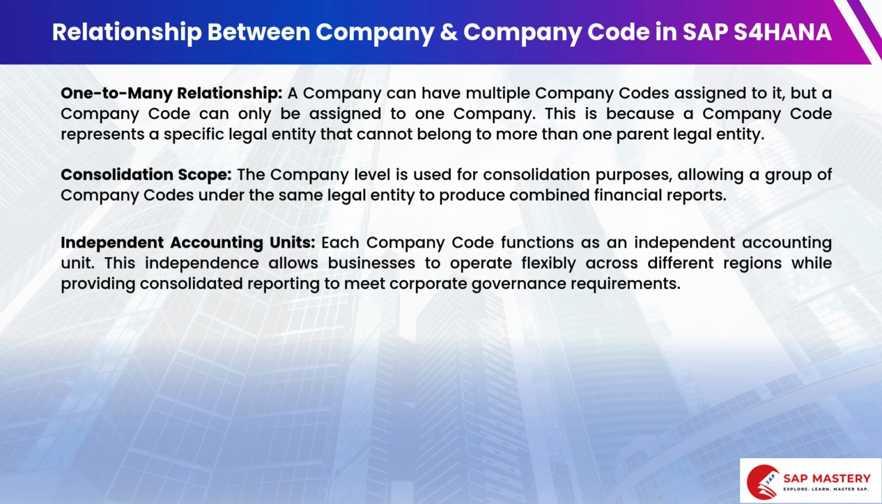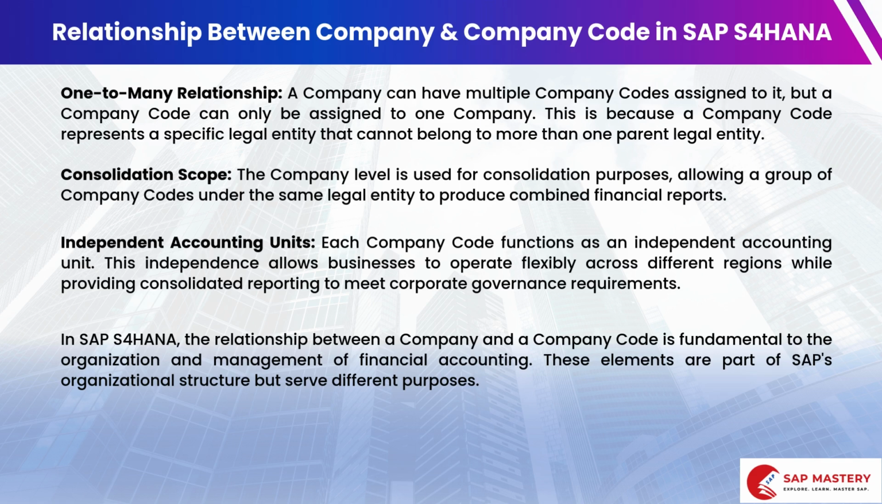Independent accounting units. Each company code functions as an independent accounting unit. This independence allows businesses to operate flexibly across different regions while providing consolidated reporting to meet corporate governance requirements. In SAP S/4HANA, the relationship between a company and a company code is fundamental to the organization and management of financial accounting. These elements are part of SAP's organizational structure but serve different purposes.